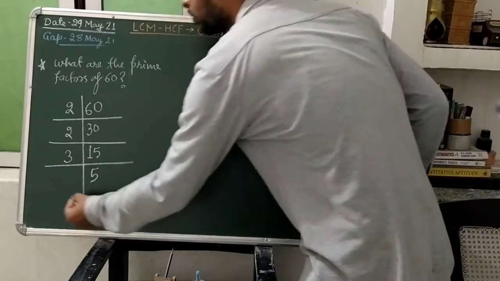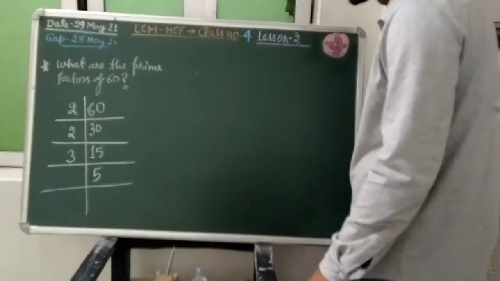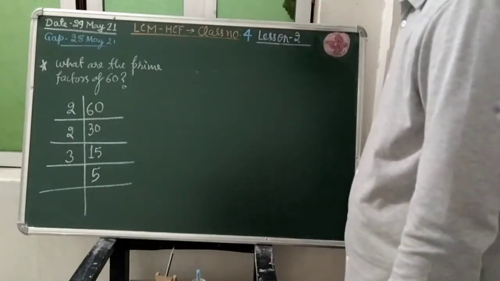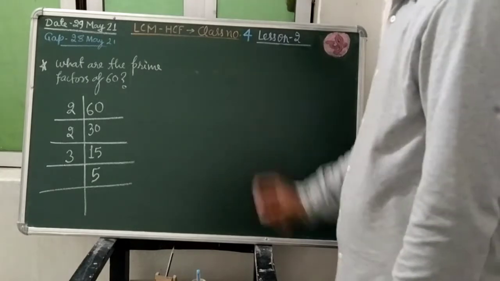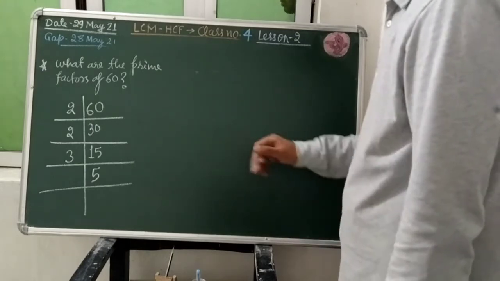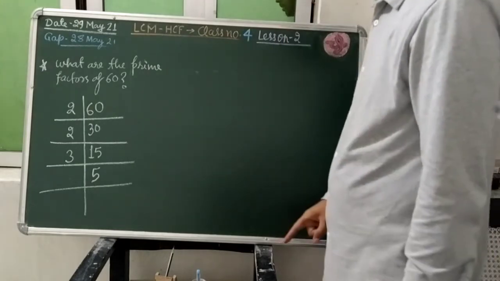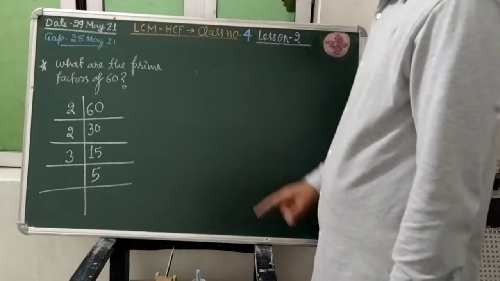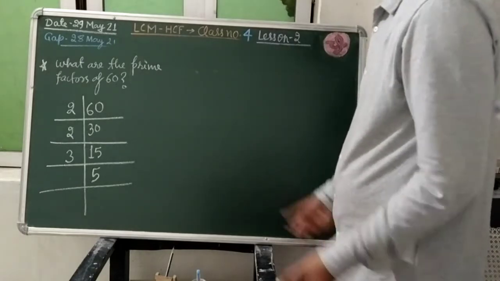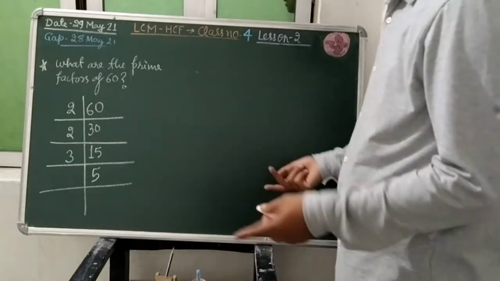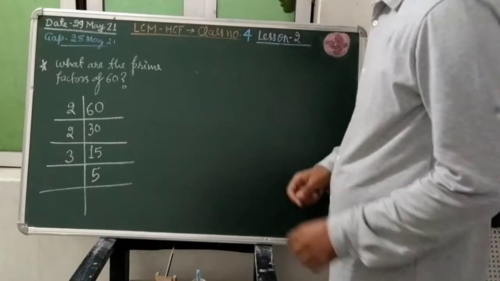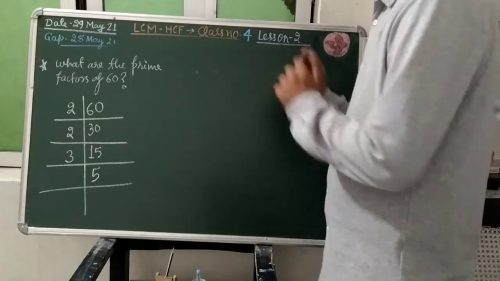So students, now is 5 a prime number or a composite number? Of course, 5 is a composite number. Sorry, 5 is a prime number, students. So what I have told you, the factors of a prime number will be 1 and the number itself. Meaning that for a prime number, only 1 and the number will divide the prime number. That is why the factors of a prime number will be 1 and the number itself.